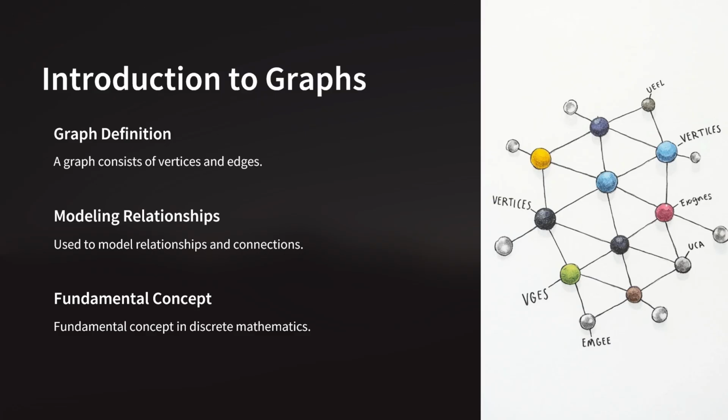So, what exactly is a graph? Formally, a graph is defined by two sets. First, a set of vertices, also called nodes, which are the fundamental units or points. And second, a set of edges, which are the lines that connect pairs of these vertices. This simple structure of dots and lines is what we use for modeling relationships. For example, vertices could represent people, edges could represent friendships, or vertices could be network routers and edges the physical connections between them.